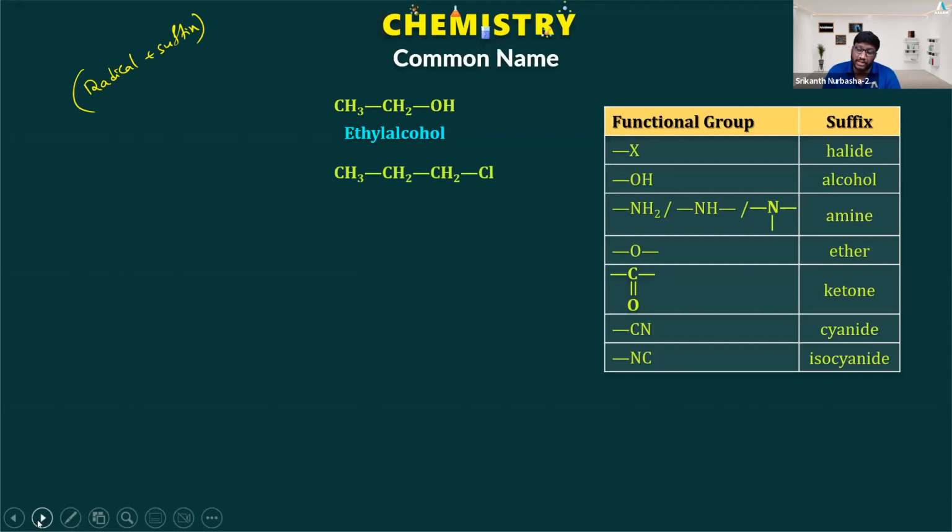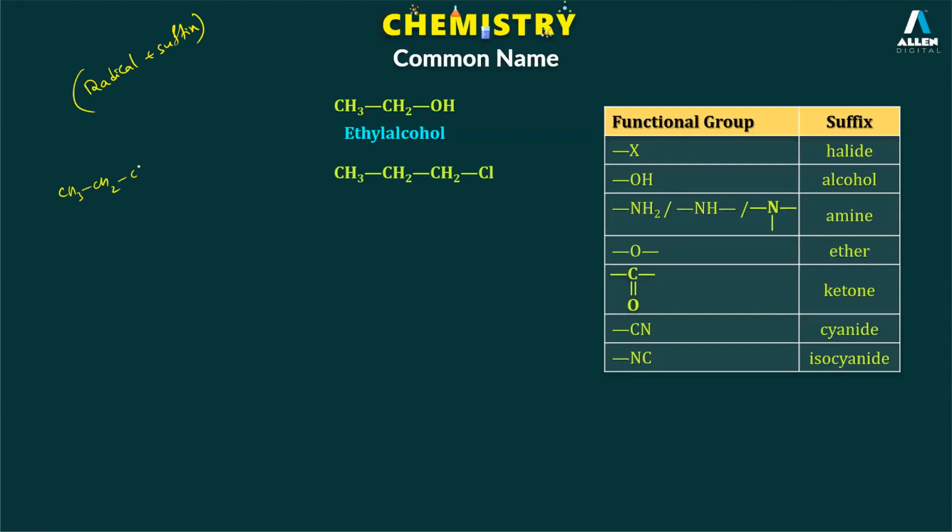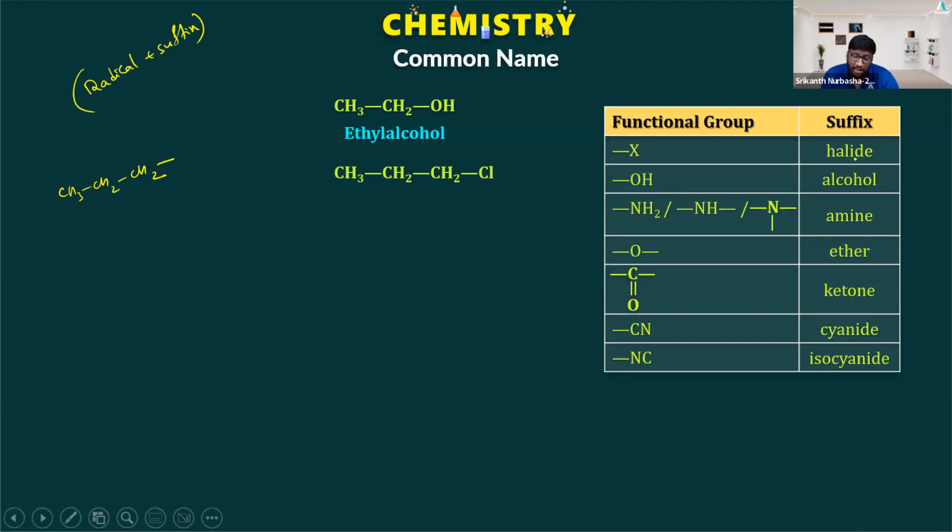CH3, CH2, CH2, Cl. What radical? CH3, CH2, CH2 is n-propyl, a radical, and the chlorine is the functional group halide. So you have to mention n-propyl chloride. Mention n-propyl carefully, because otherwise you don't know the position where chlorine is substituted.